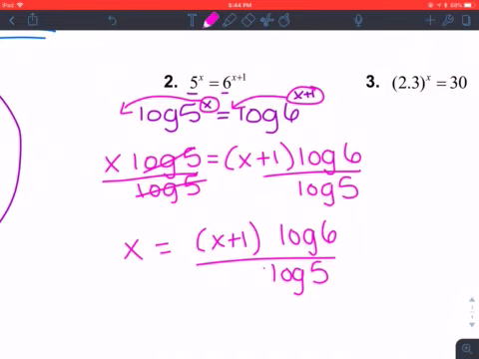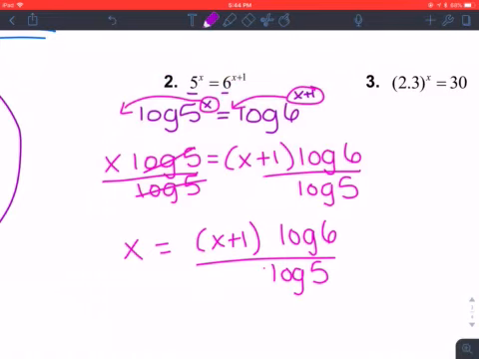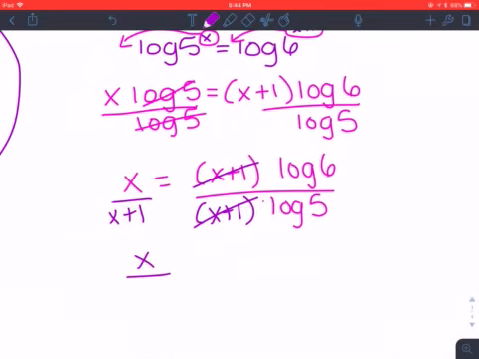All right, but I still have an x on both sides of the equation, so I need to move them so that they're on the same side. So we're going to divide by x plus 1. And then we're going to divide our logs in our calculator. So log of 6 divided by log of 5. And we get 1.113.